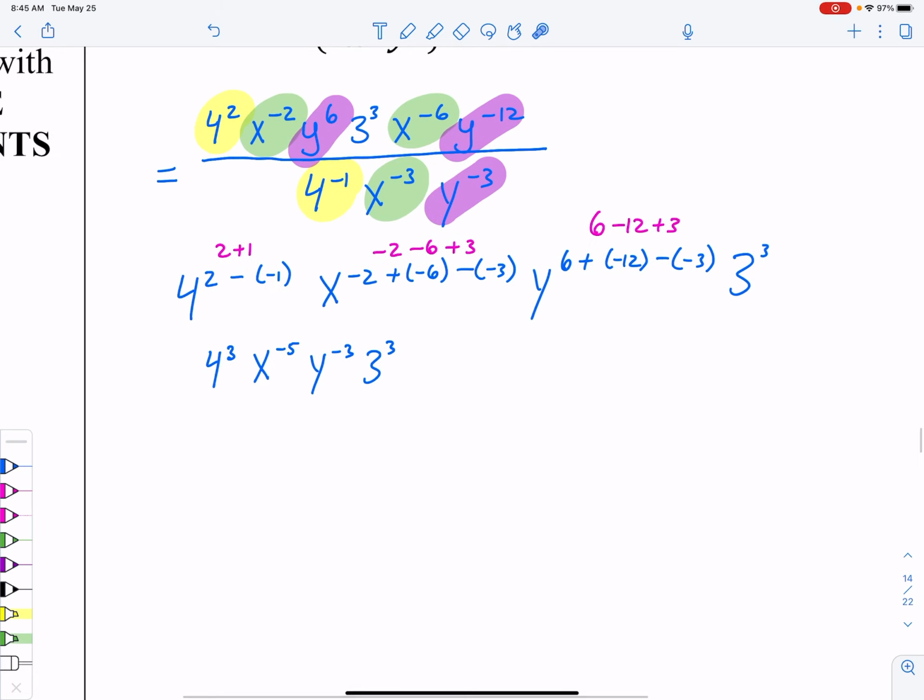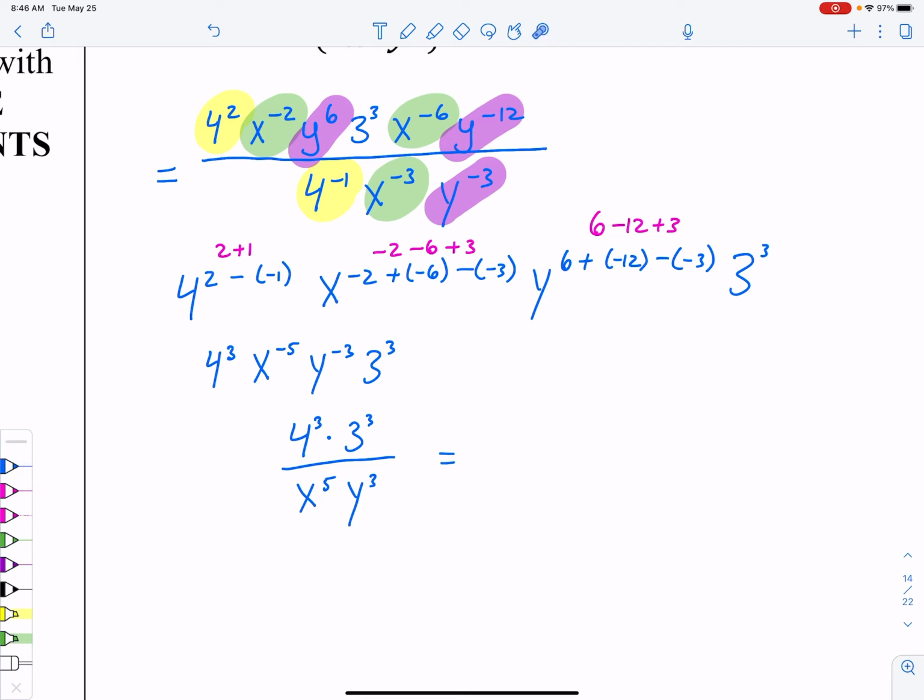Now we need to move anything that has a negative exponent. It needs to change where it is. So if it's on the top, it goes to the bottom. If it was on the bottom, it would go to the top. So these guys are on the top. We're going to move them down. So we get 4 to the 3. I'm going to put a dot to show it's times. 3 to the 3 is equal to x to the 5, y to the 3.